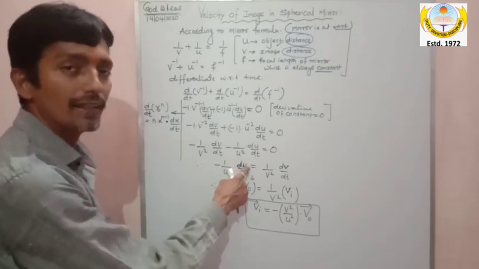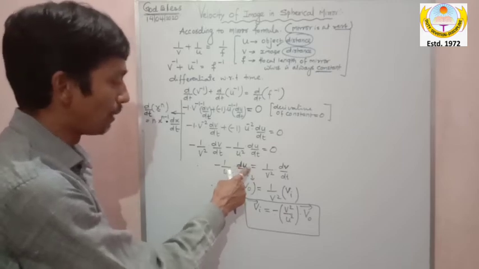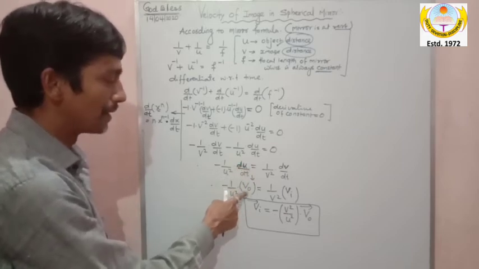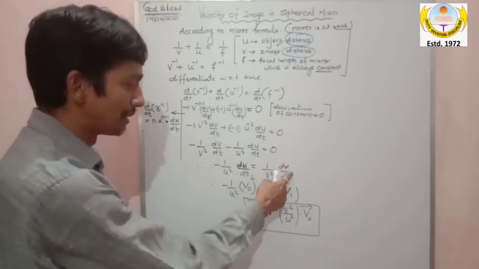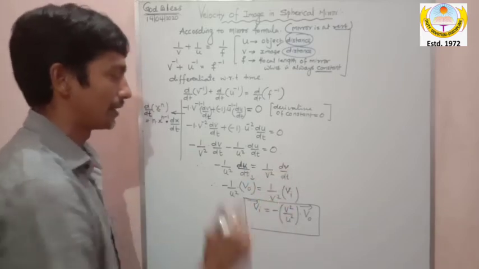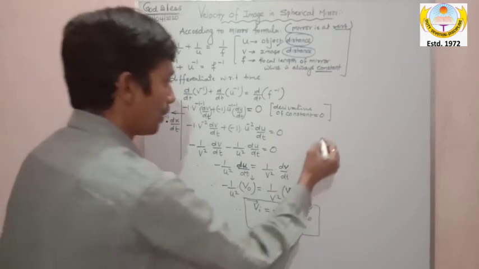U is what? Object distance. So changing object distance with respect to time is object velocity. Changing image distance with respect to time is image velocity. Clear up to here?